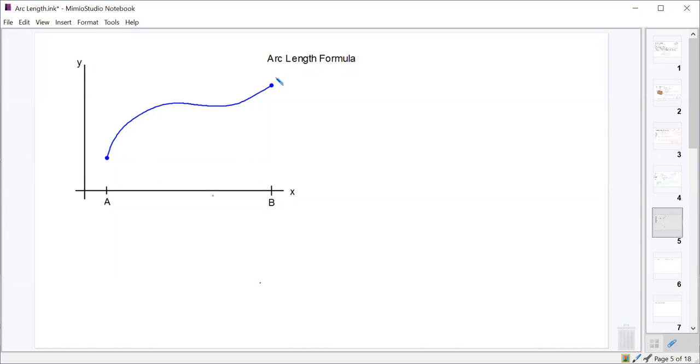X squared plus y squared, and then the square root of that. Right, not quite x squared plus y squared, but the change in x, right? We'll just, x2 minus x1 or delta x squared plus delta y squared, right? That'd be the distance, right? Is that a good representation of the length of this arc, would you say? Maybe. No. Probably not that great.